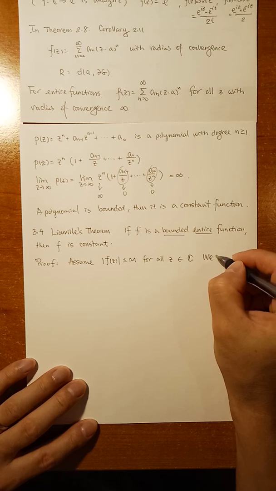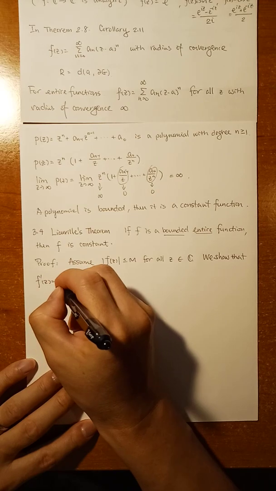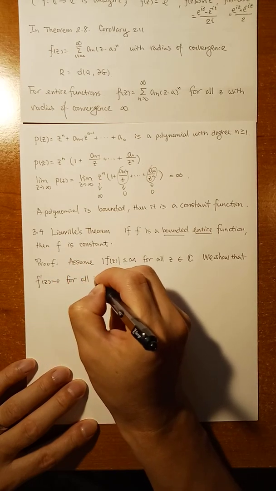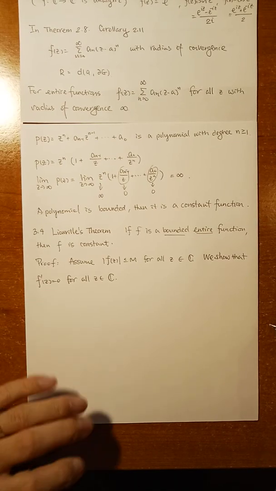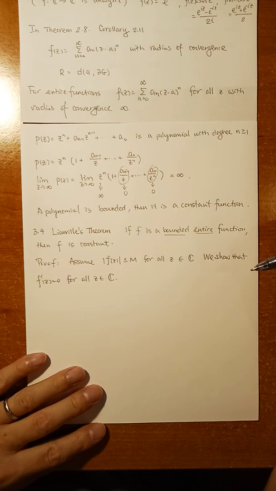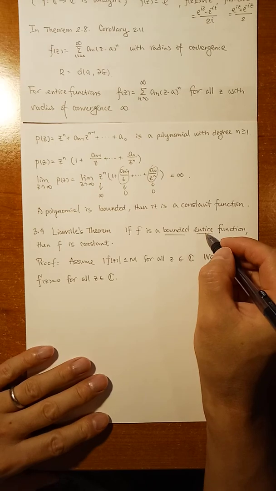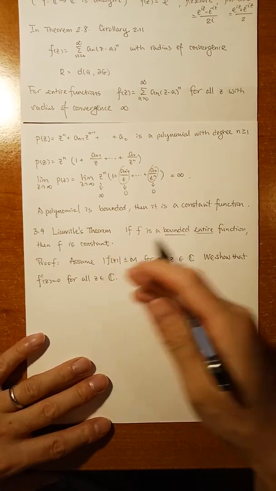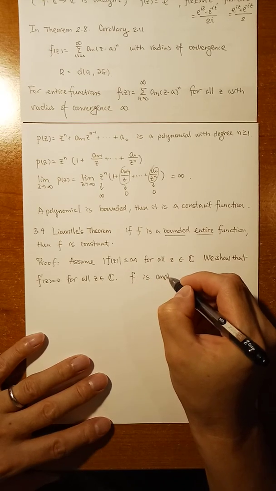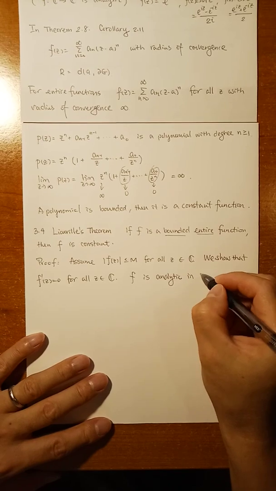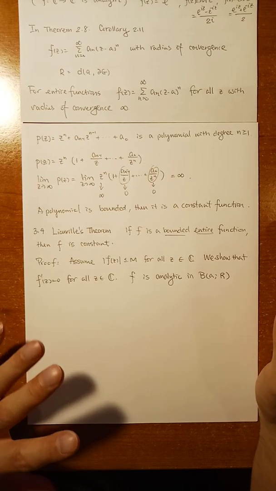We show that f prime of z is 0 for all z in C. We will show this one. This will imply f is a constant function. Okay, so f is analytic and bounded. Entire means it's analytic over any disk, so f is analytic in whatever disk, centered at whatever point, with whatever radius. Okay?